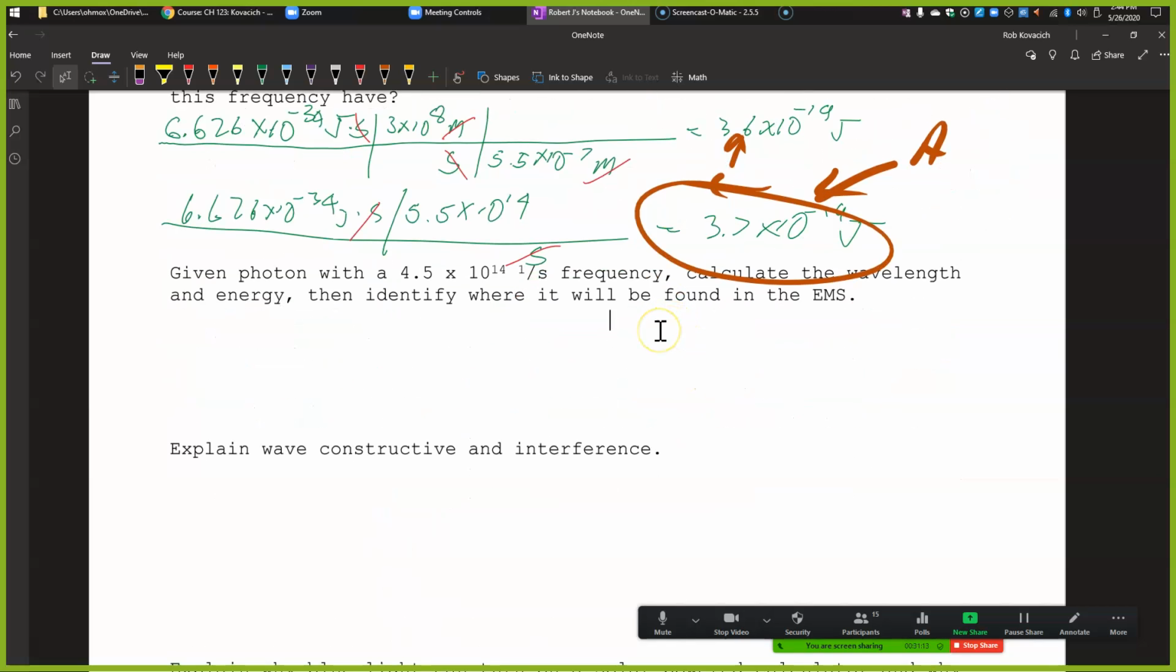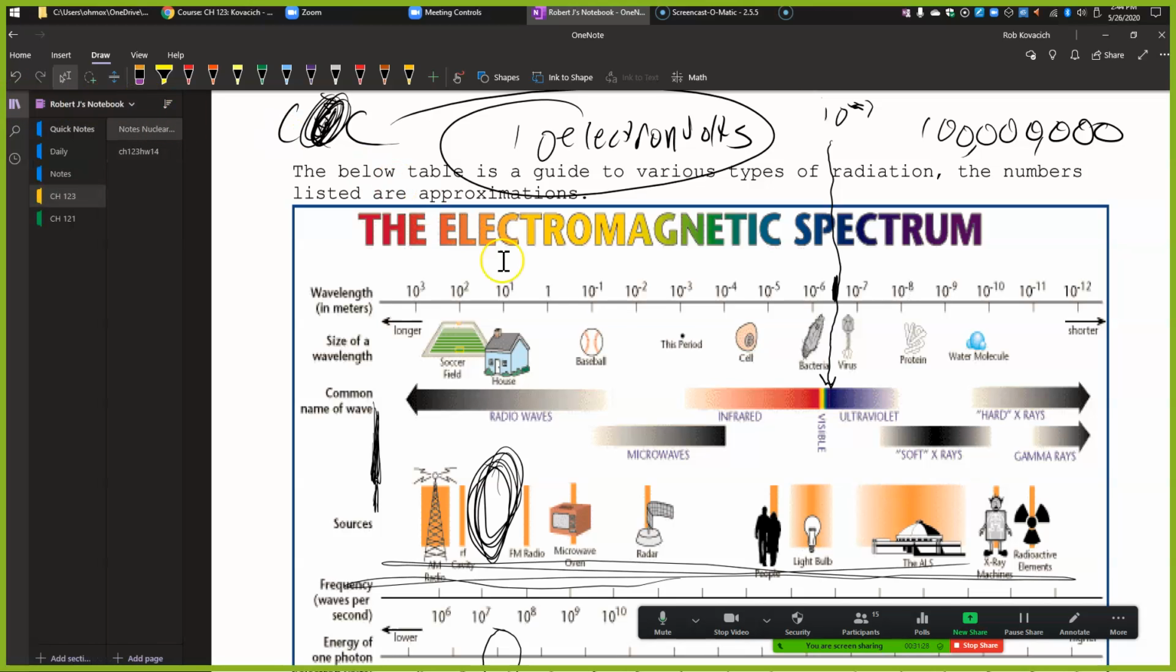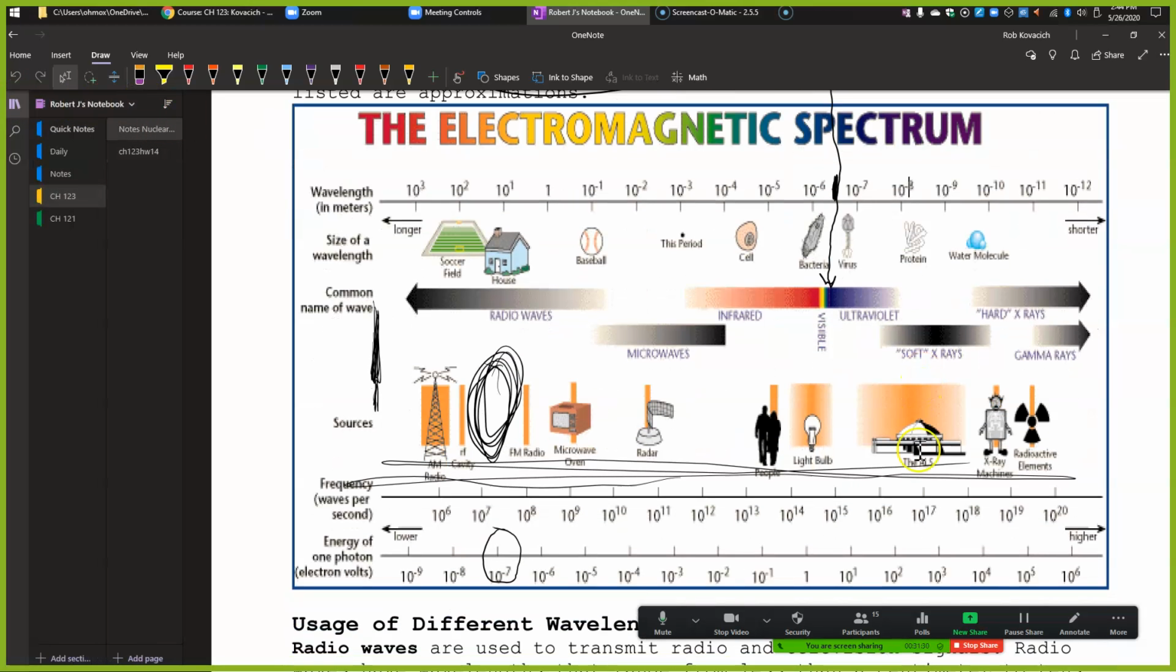Okay. So 3.6 times 10 to the negative 19th. Okay, so let's see. We had wavelength, the frequency of what was it? 5.5 times 10 to the 14th. So let's go here. Would it be infrared? Let's see. 10 to the 14th. Yep, looks like here's the 10 to the 14th right here. And if I take that up, I'm squarely in infrared. So that's infrared radiation right there.